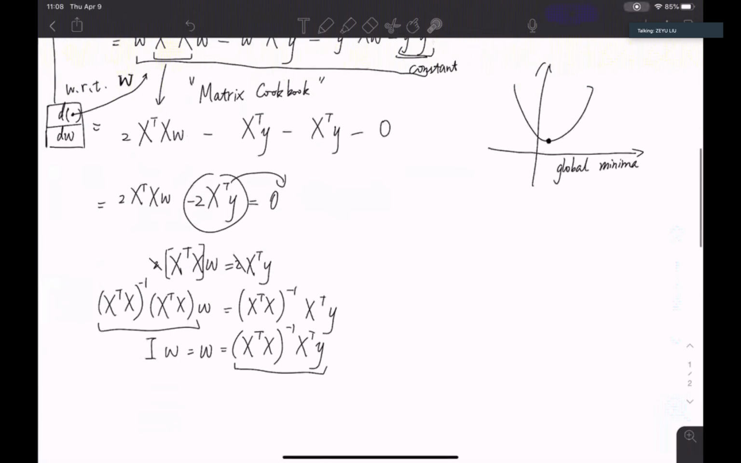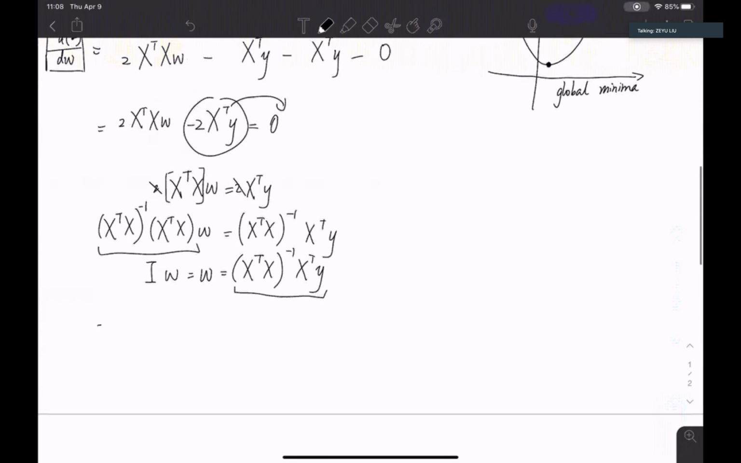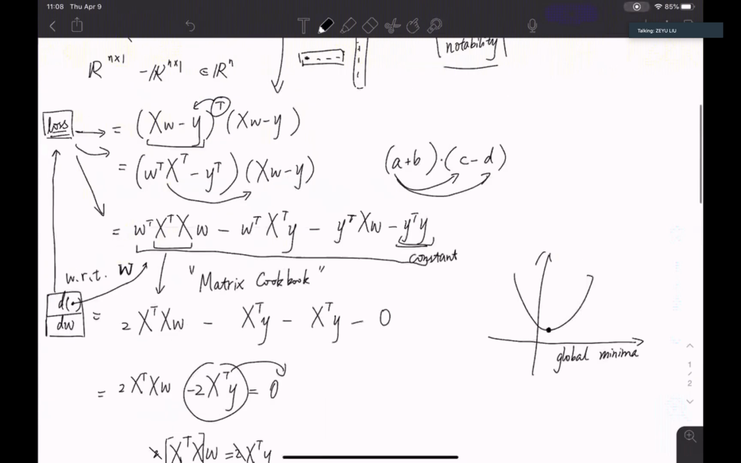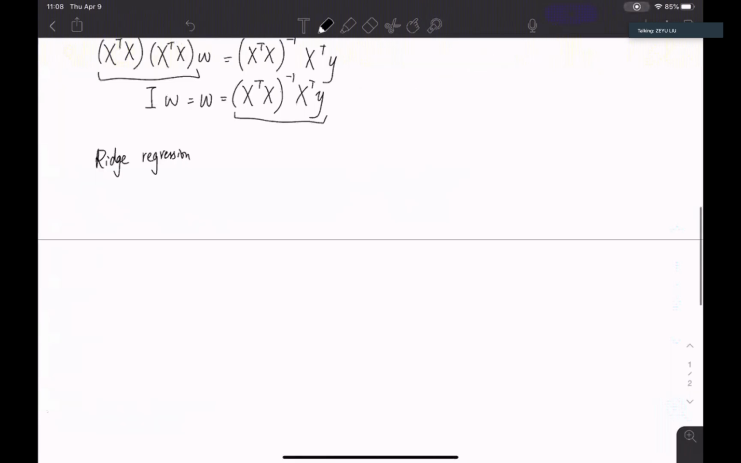And later there will be something called ridge regression. But that's basically the loss function would just be exactly the same as before, plus a regularization term, because it will help us with dealing with something called overfitting.